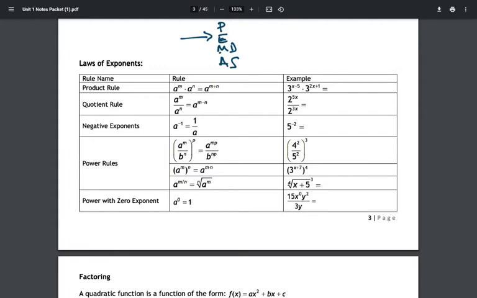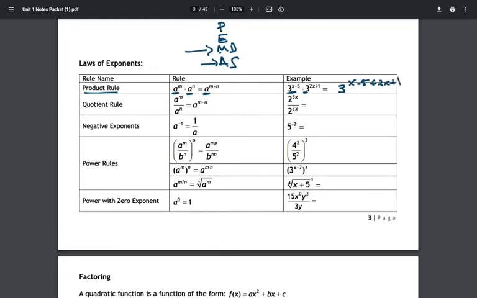So right here we have, for example, on this first one, the product rule. The product rule means that you're doing multiplication, and so your exponents do one step less, and they're going to add. So that's what they're saying here, when you have a to the m times a to the n, we've got the same base, so you write that base, and then you add their exponents. So in this example over here, we've got the same base of 3, so I'm going to write that 3, and then because I'm multiplying them, I'm going to add their exponents.